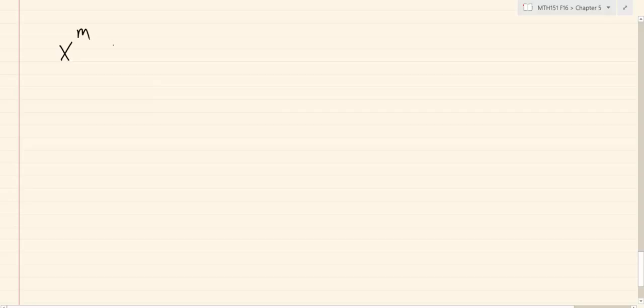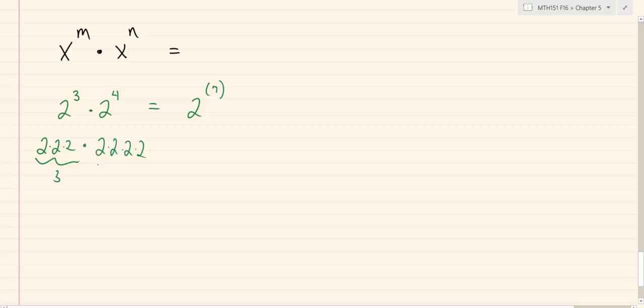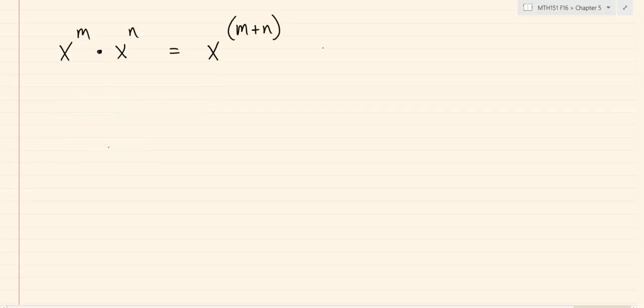x to the m times x to the n. For example, if I had 2 to the third times 2 to the fourth, that is 2 to what power? 7. The 7th power. I have 3 of them here. I have 4 of them here for a grand total of 7 2's. So if we were to write this, we would say x to the m plus n. This is called the product rule of exponents.